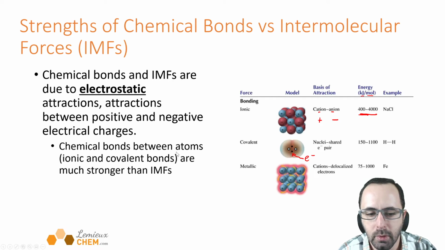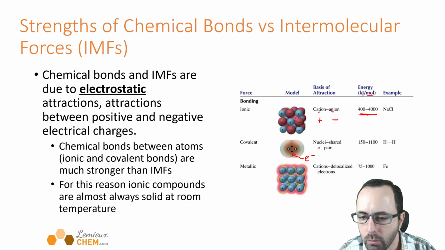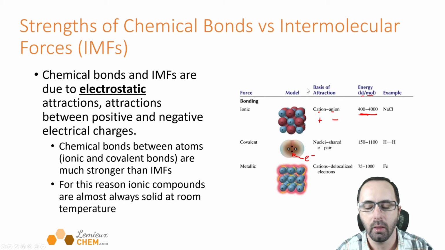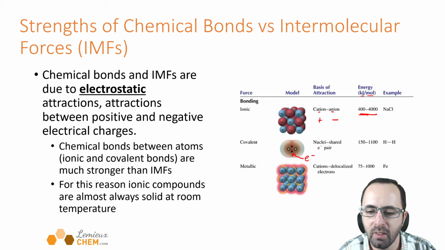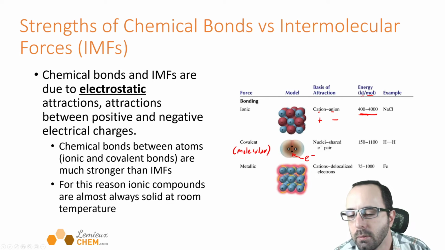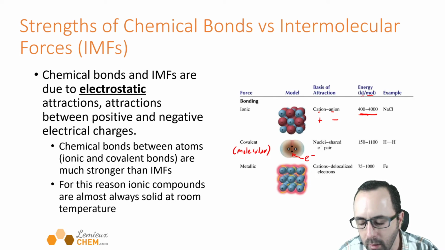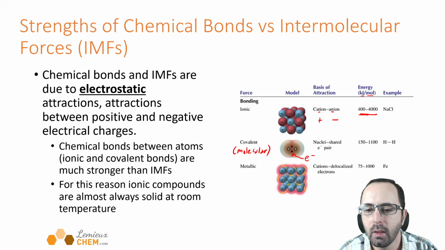So chemical bonds between atoms are much stronger than intermolecular forces, meaning attractions between molecules. And so for that reason, ionic compounds, with just bunches of ions all stuck together, are going to be solid at room temperature. And we're going to see that molecular compounds, and remember, covalent and molecular are kind of interchangeable here, tend to be liquids and gases, like water is a liquid, for example. Not always, but the bonding is very, very strong in ionic compounds.